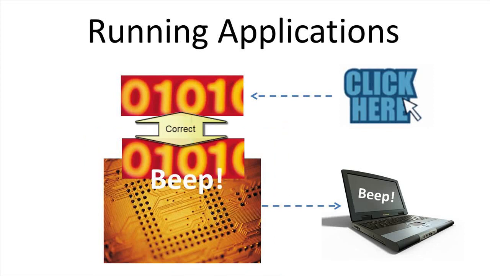If the sound for a beep is 01010, then the application must somehow get the 01010 to run on the system. If your operating system changes and 01010 is no longer the binary pattern for a beep, then this legacy application might not run anymore.